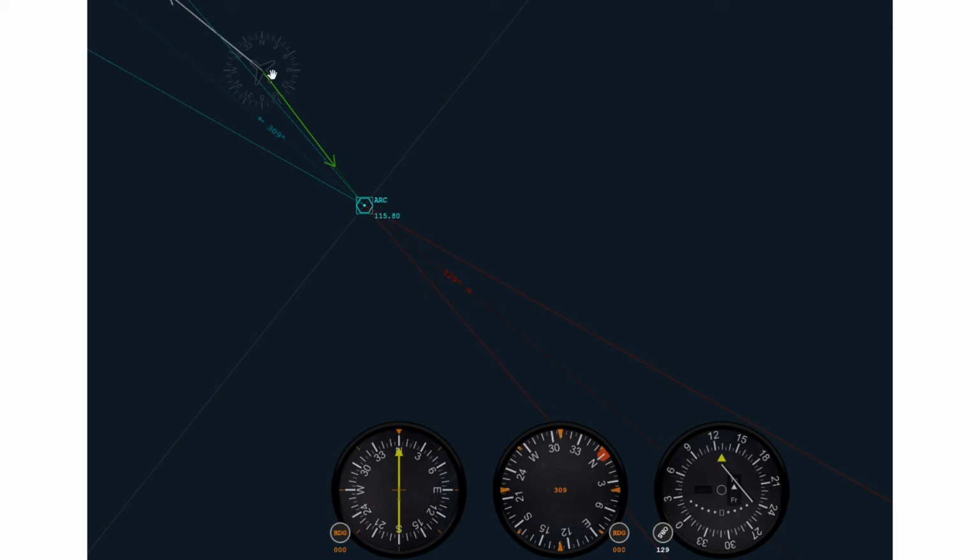Reverse sensing would also occur in this situation, meaning if we flew to the right, the CDI needle would deflect to the right, and we would need to fly to the left away from the needle to get back on the intended course. Conversely, if we flew to the left, the CDI needle would deflect to the left and we would need to fly to the right, away from the needle to get back on course. This is the reverse sensing phenomenon that can occur in VOR navigation.